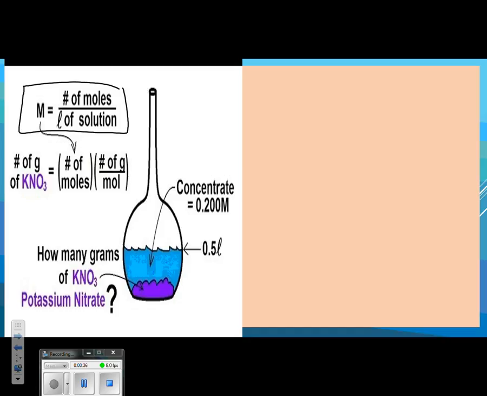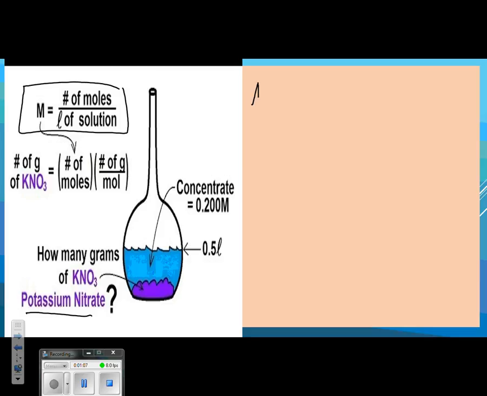So we're going to do one, just a refresher problem. If you want to add this to the side, you can. Here I have a volumetric flask, and in it I have 0.5 liters. I know the concentration in the flask is 0.200 molar. But I want to know how many grams of potassium nitrate I had to put in there to get that. So we're going to do a little back thinking, okay?